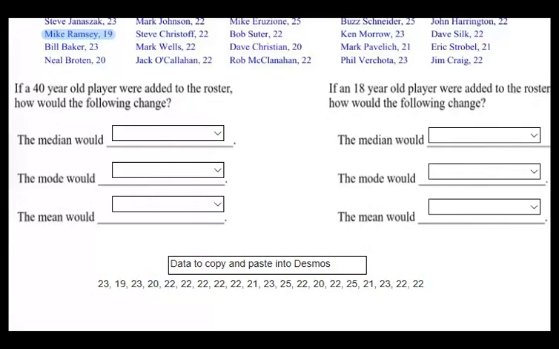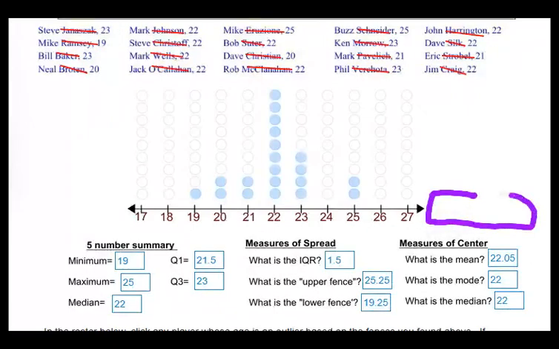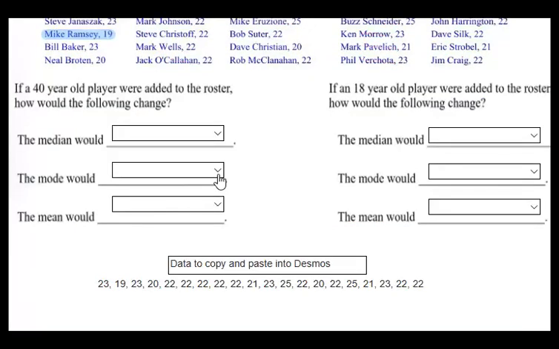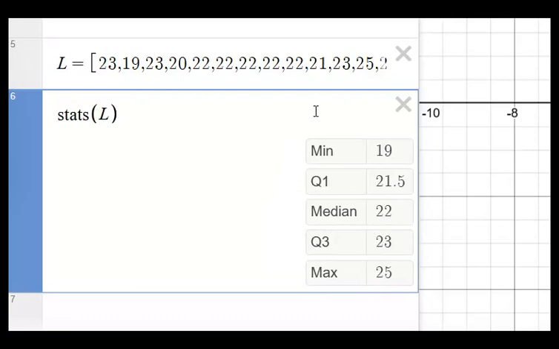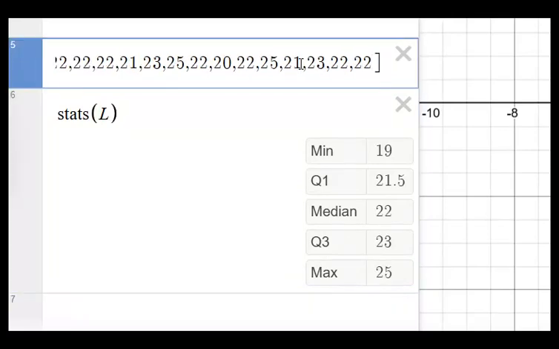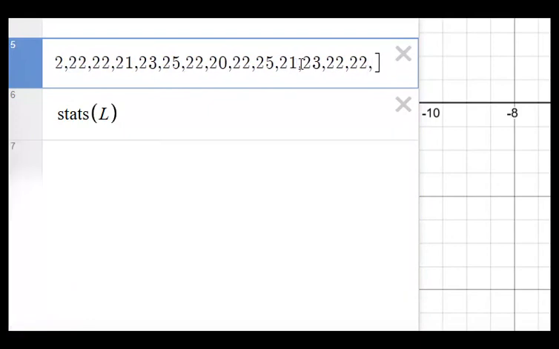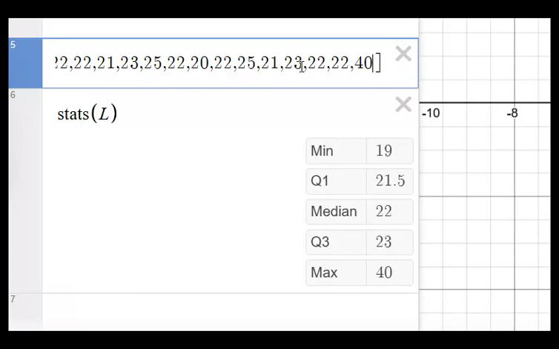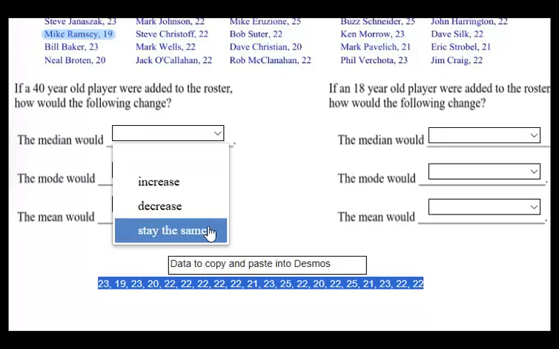We now have 2 conditional questions. First, it says, what if a 40-year-old player was added to the roster? For the mode, even if we clicked a 40-year-old player somewhere out here, the highest stack would still be 22, so the mode would clearly stay the same. For the median and the mean, let's go back to Desmos and add a 40-year-old player to set L. At the end of the list, let's type comma 40 to add the 40-year-old player. The median stays 22, so the median would stay the same.